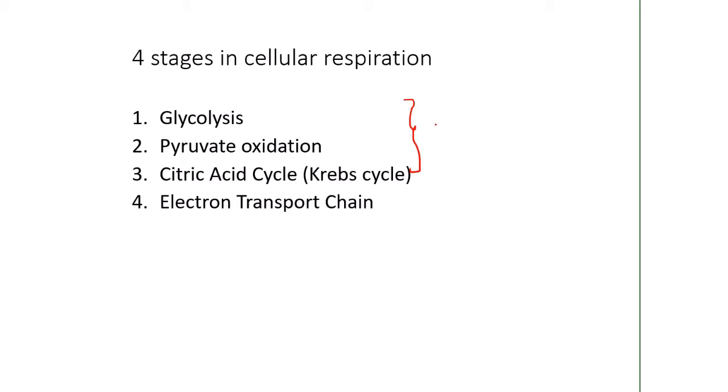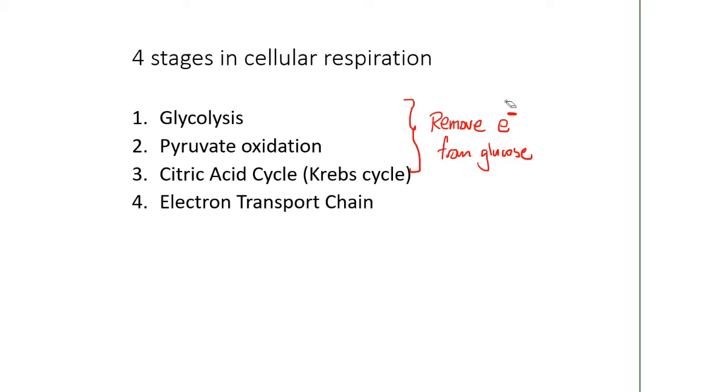These 3 steps involve removing high energy electrons from the glucose. So you would remove high energy electrons from glucose, and eventually, at the end of the 3rd step, at the end of the Krebs cycle, all the electrons from the glucose would have been removed, and glucose would have been completely oxidized, or broken down, into carbon dioxide.